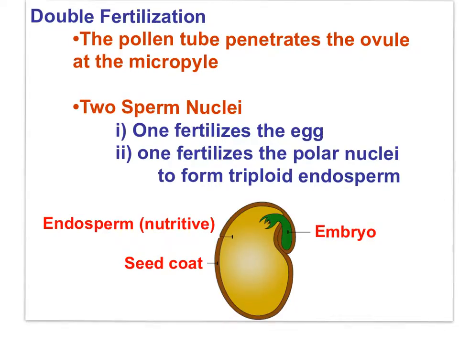So in essence, fertilization in plants is really a double fertilization. Once the pollen tube penetrates the ovule, two sperm nuclei are released. One fertilizes the egg and one fertilizes the polar nuclei to form the triploid endosperm. The endosperm is the source of nutrition for a germinating seed before photosynthesis begins.